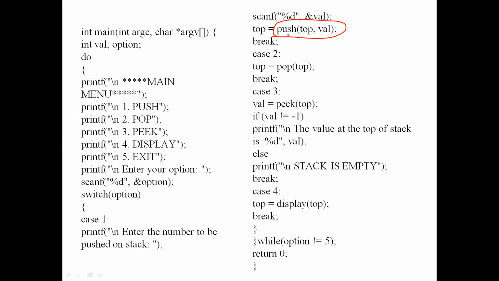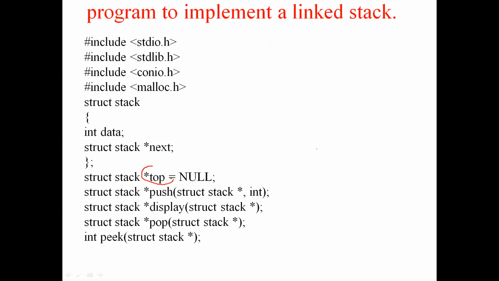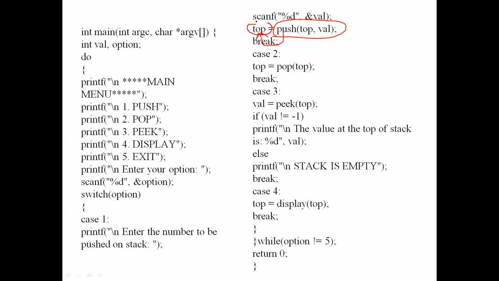Keep in mind, the push function will return a pointer variable. That pointer variable is stored where? In top. Top is again a pointer variable. Why? Because the push function returns a pointer, some address, and that should be stored in a pointer variable only. That's why we are assigning it to the top variable. Top is a pointer variable which holds the address of the same data type.